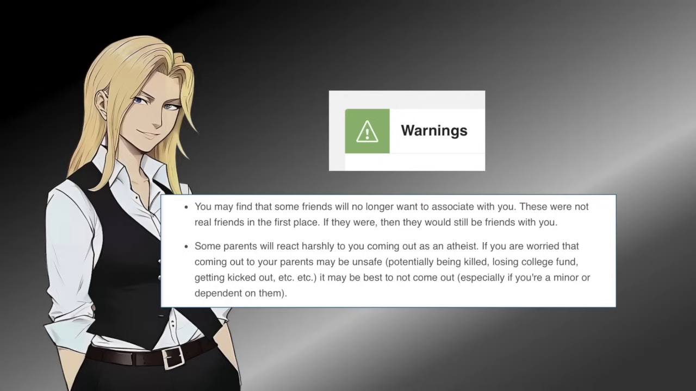Number two is some parents will react harshly to you coming out as an atheist. If you are worried that coming out to your parents may be unsafe, potentially being killed, losing college fund, getting kicked out, etc., it may be best to not come out, especially if you're a minor or dependent on them. And I agree, this is that question of safety. If you do not feel like you're in a safe situation, or you're in a situation where you need these people for some reason, wait until you can tell them. Wait until you get into a situation, if it ever comes, that you can tell them.